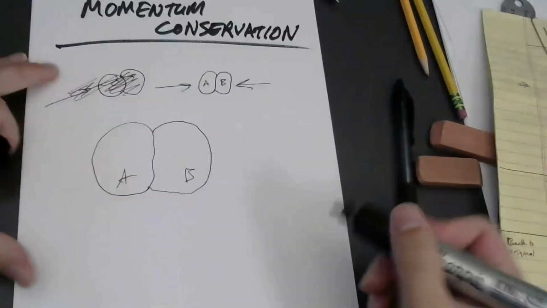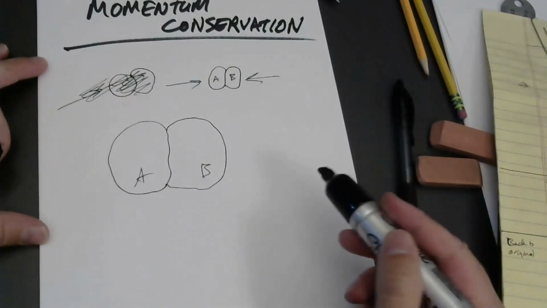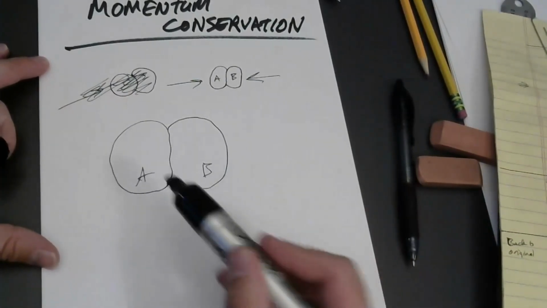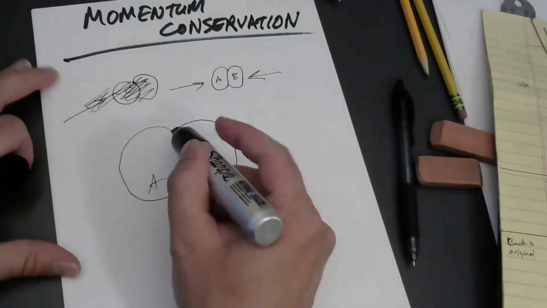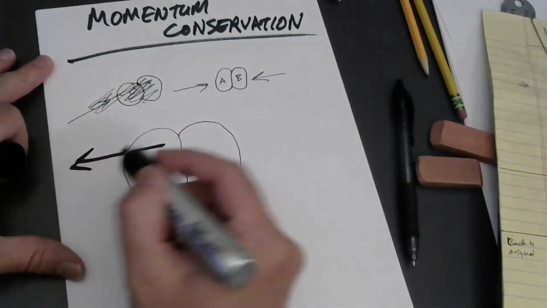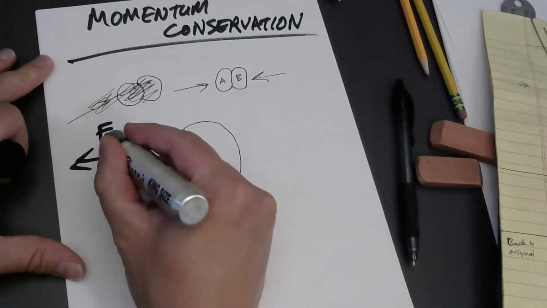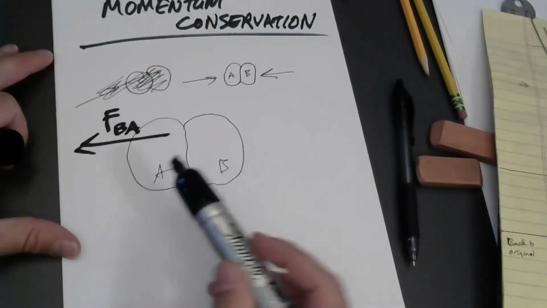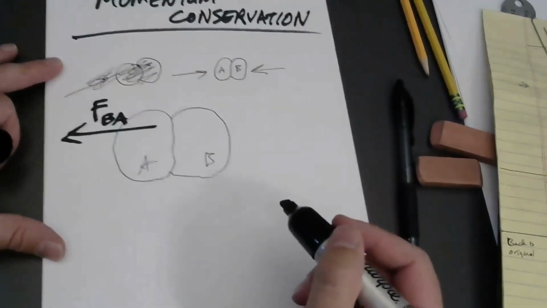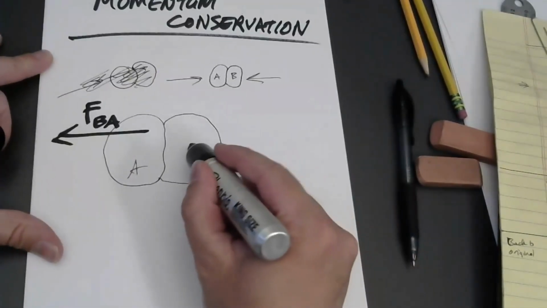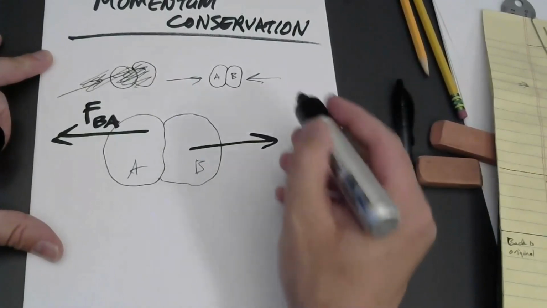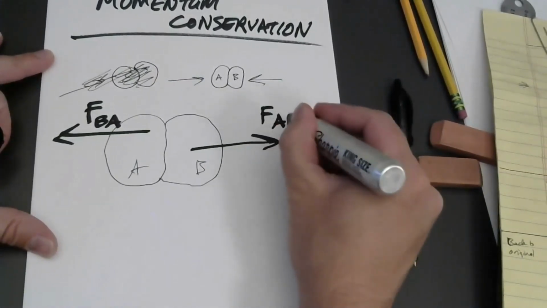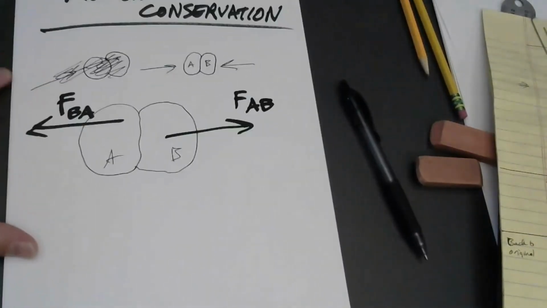Well, I said isolated collision, so the idea is there's no forces acting on either of these masses except for their interaction force. So I'll use this arrow to represent mass B pushing on mass A. This is the force of B pushing on A. It's directed that way. And Newton's third law tells us that the force of A pushing on B would have to be equal in length but opposite in direction. Force of A on B.